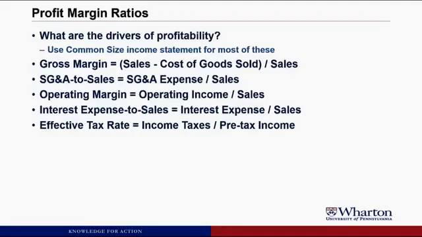We're going to look at gross margin, which is sales minus cost of goods sold divided by sales, which gives us a sense of the markup of the selling price over cost. We'll look at selling general administrative expenses to sales, so SG&A expense to sales, to get a sense for how much operating expenses are as a percent of sales. The combination of those two is operating margin, which is operating income over sales. Then we'll also look at the ratio of interest expense to sales and something called the effective tax rate, which is income taxes divided by pre-tax income.